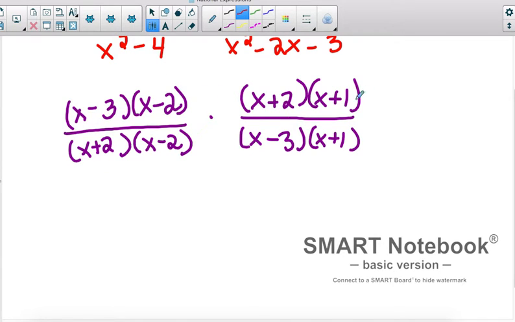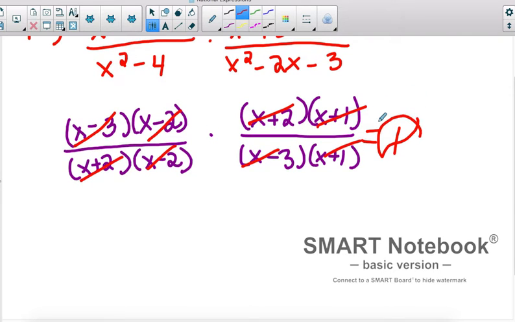So let's see. The x plus 1s will cancel. The x plus 2 here will cancel with the x plus 2 here. Oh wow, look, everything actually will end up canceling. But the answer is not 0, because if everything cancels, the answer is 1.